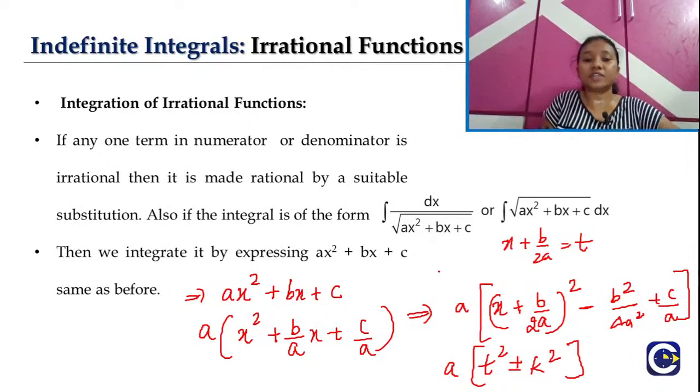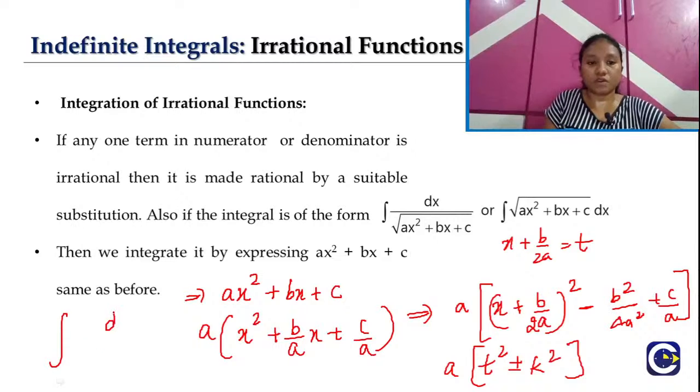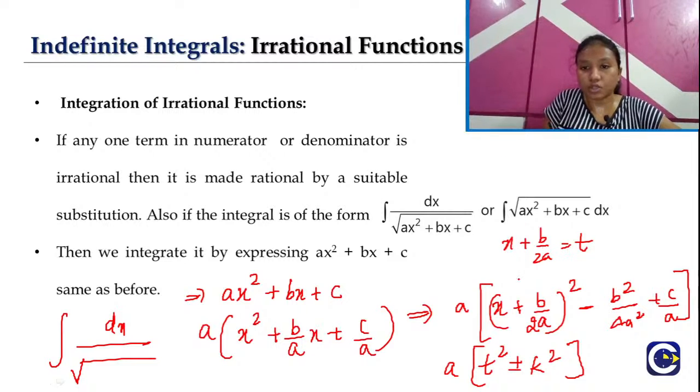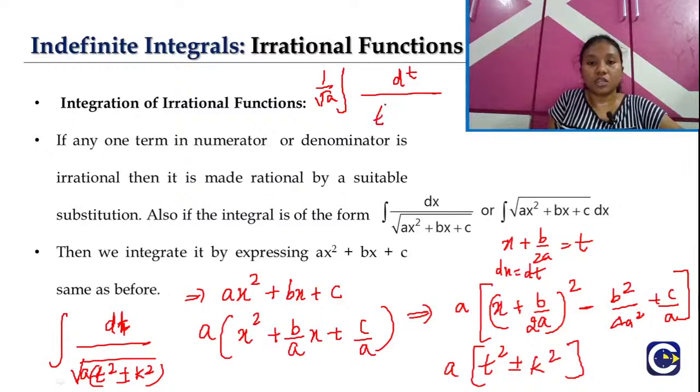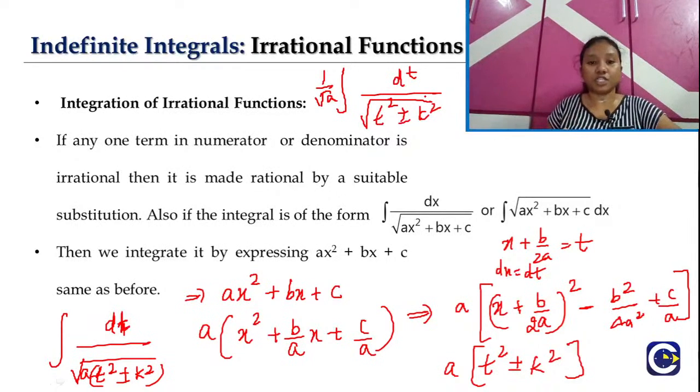So now how will my integration turn out here? Integration of dx by root over, so in place of x, here dx is equal to dt, directly I can substitute dt. So this complete integral will be turning out to be root over t square plus or minus k square. Here a will be there. So as root a is a constant, I can pull out my root a outside. Then my integral will be 1 by root a dt by t square plus or minus k square under root, for my irrational function here.